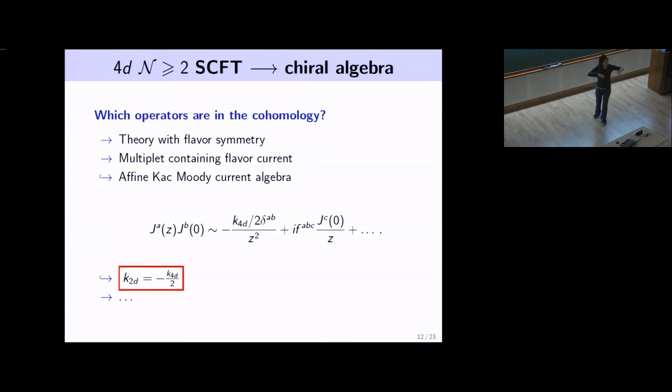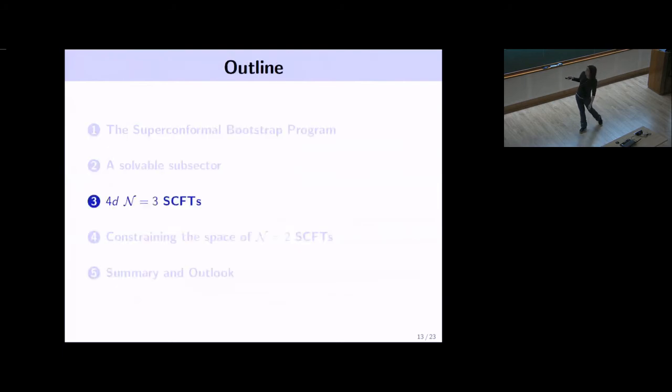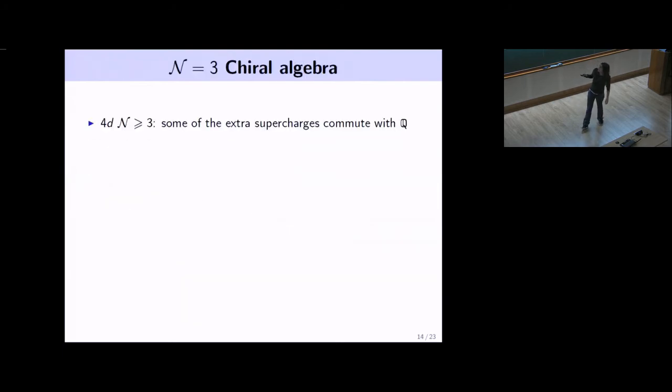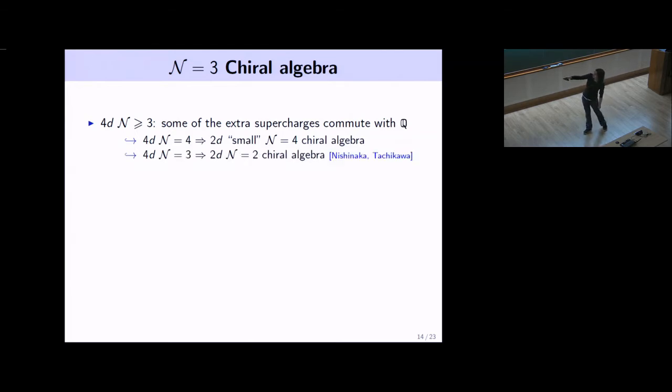So in this procedure, I used up all my supersymmetry and there's no supersymmetry left. Each four-dimensional superconformal multiplet contributes with one operator to the chiral algebra, or with none if it's not in the cohomology. But now if I have extra supersymmetry, then some of the extra supercharges will actually commute with this funny Q that I pass to the cohomology of. And so each superconformal multiplet will now give you more than one operator. So for example, for N=4, you get a small N=4 chiral algebra. And if you have N=2, you get N=2 supersymmetry in the chiral algebra.